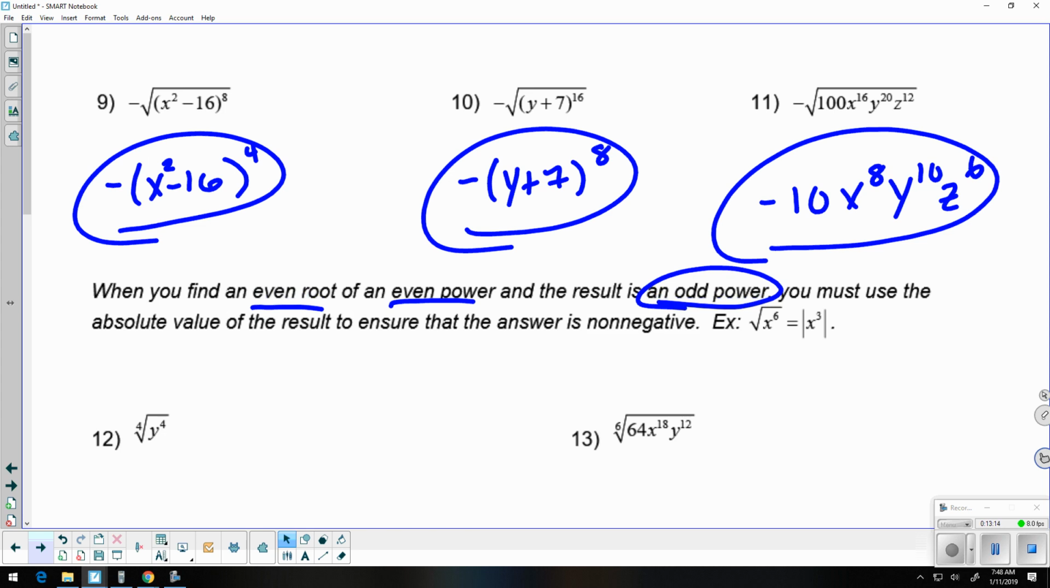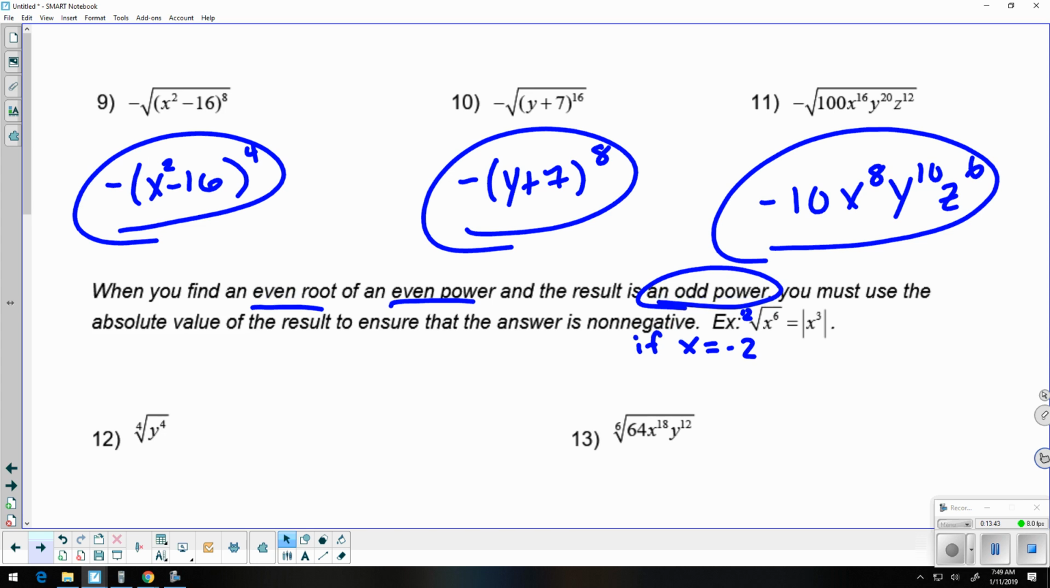It says if you take the square root, so square root again, that's even. So if I'm taking the even root of an even power, but my answer comes out odd. So if I take the square root of x to the 6, I get x cubed. Technically, you need the absolute value around it. Here is why. Okay, let me show you an example. What if x equals negative 2? Okay, there's my example. If x were to be negative 2, let's go ahead and plug in negative 2 and see how this kind of works.